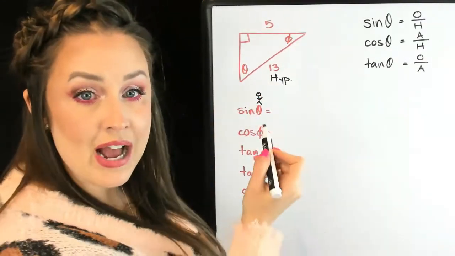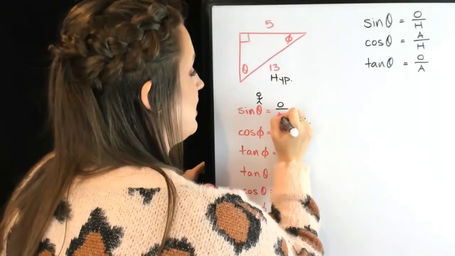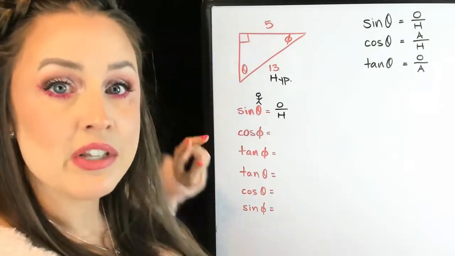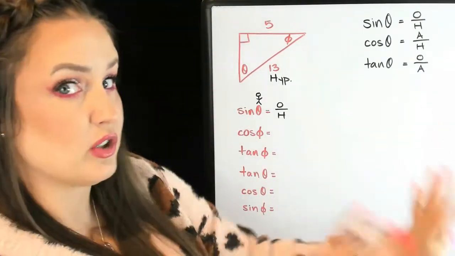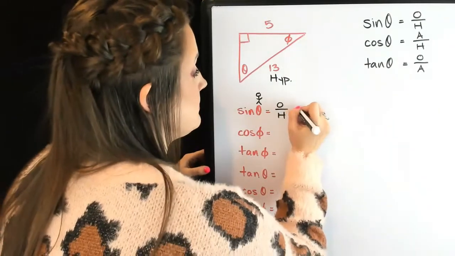All right, so sine is opposite over hypotenuse. And from theta, the wall opposite you would be 5. Opposite is always the wall that's furthest away from the angle. So that would be 5 over the hypotenuse, which is 13.